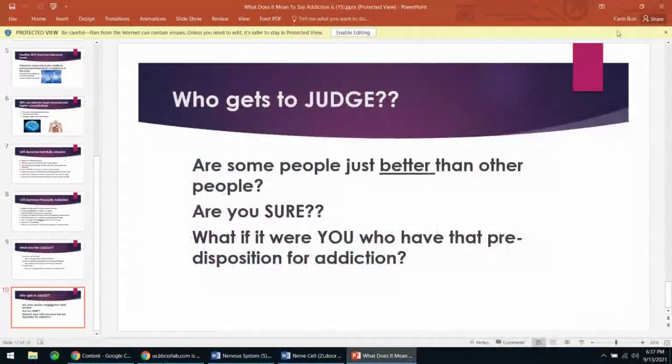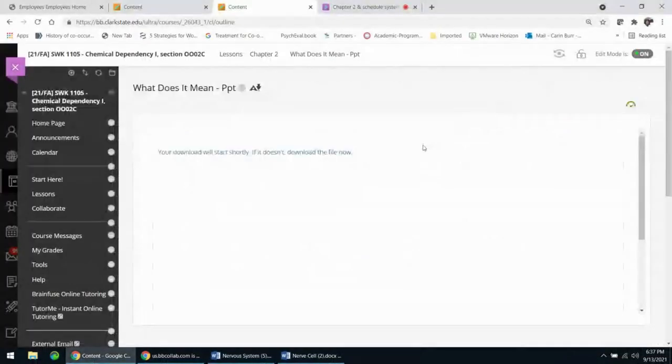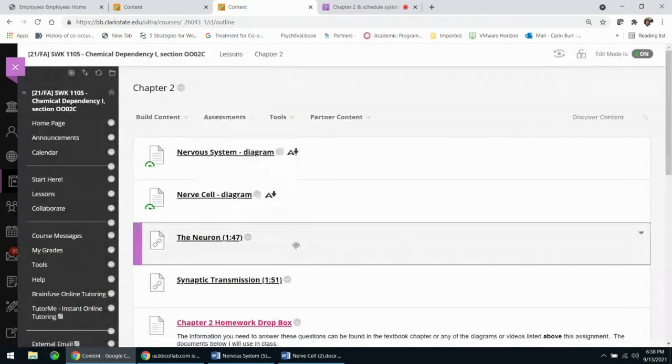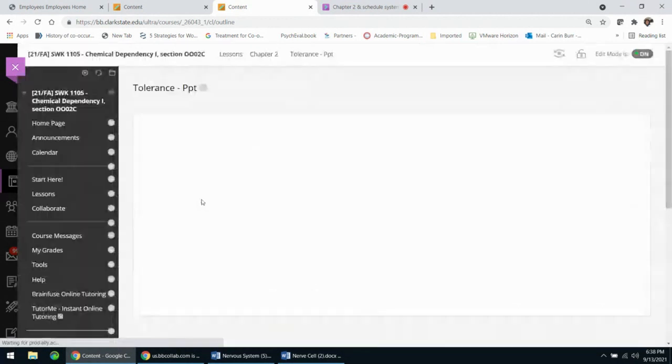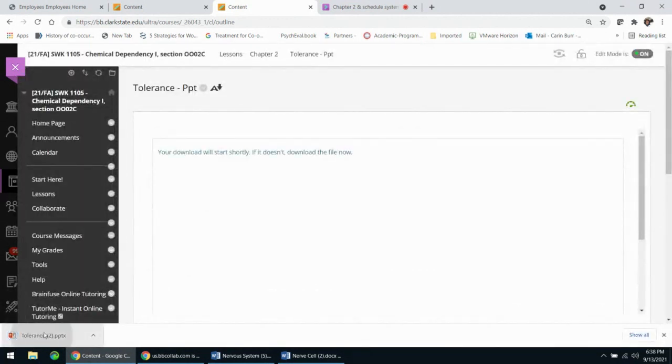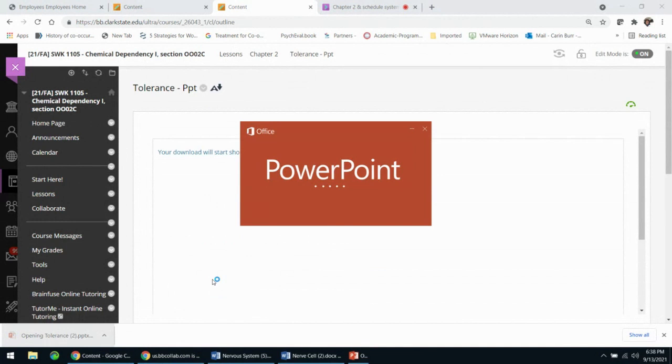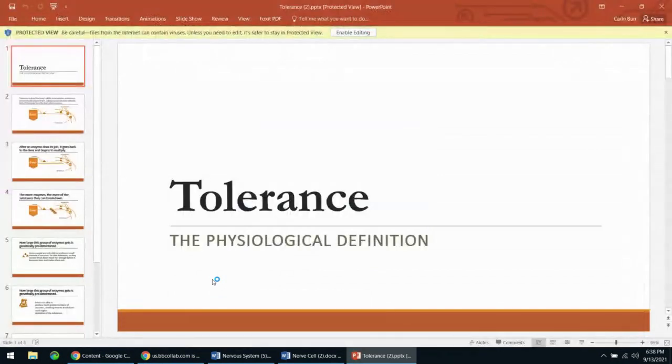So hopefully that begins to speak a little bit to how we apply this understanding of the physiology to the process of what we call the addicted brain. Okay. Let me do one more thing here. So let's talk about tolerance so that we have that full picture kind of done.